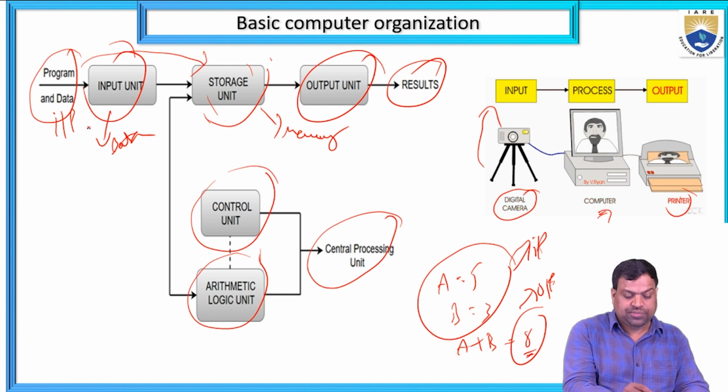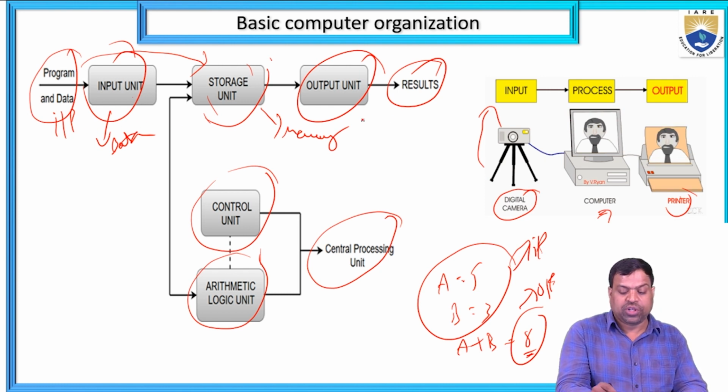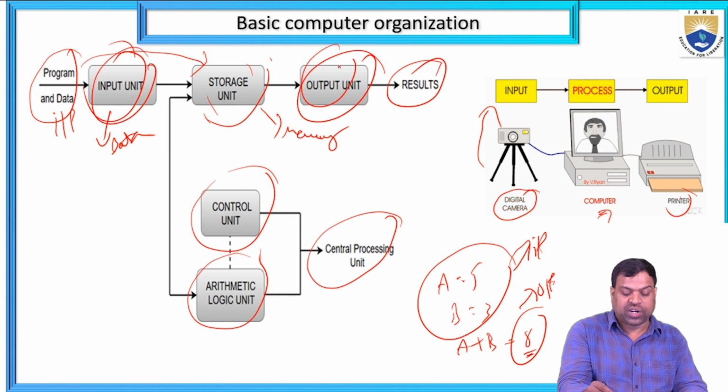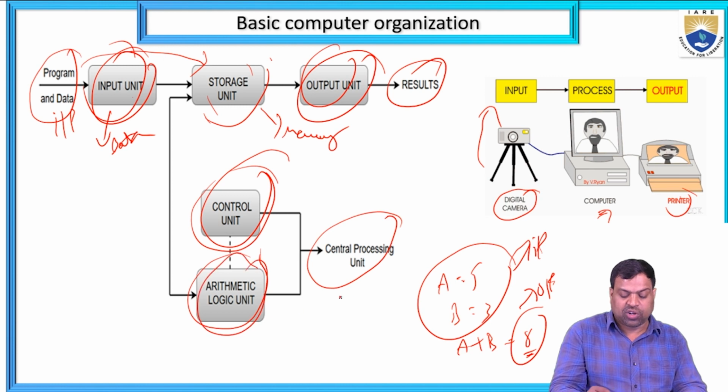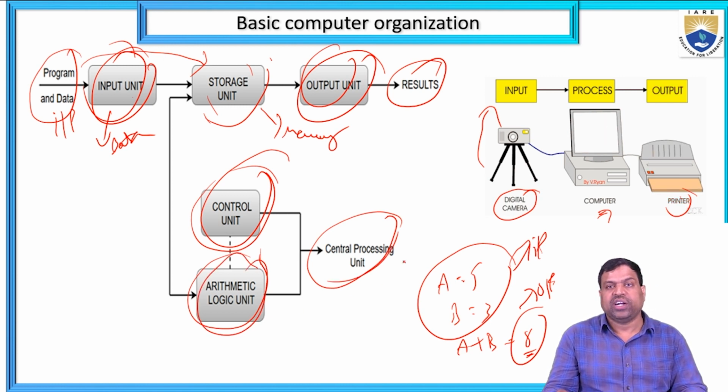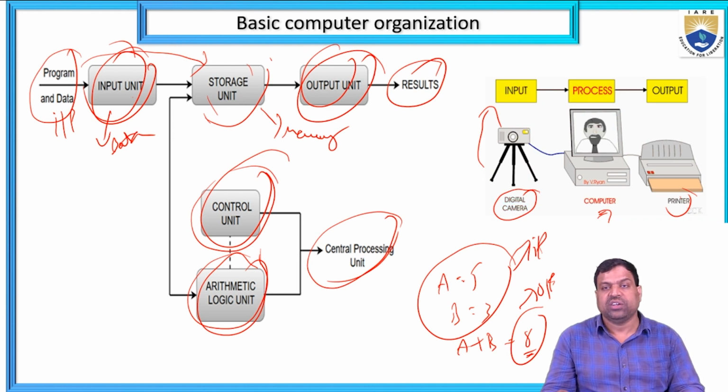So with the program and data, the input unit is there, the output unit is there, and results will be generated. But between the input and output, what do I need? The control unit, arithmetic logic unit, and CPU run in between the input and output, and the storage unit, which is the memory, is used for storing the input data and passing it to the output, and it shows the results.